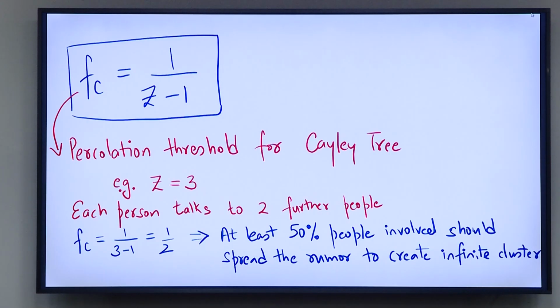Then the result is that if you have 3 friends on average, then at least 50% of all the people should be involved in spreading the rumor, so that it forms an infinite cluster. An infinite cluster doesn't mean everybody knows it, but then it just spreads, explodes. That's where the explosion happens.